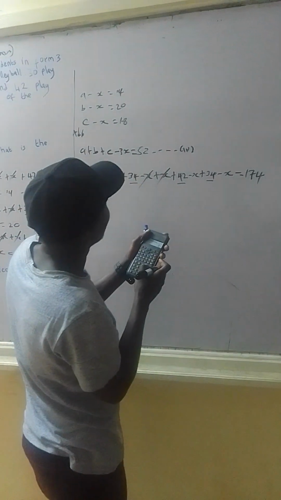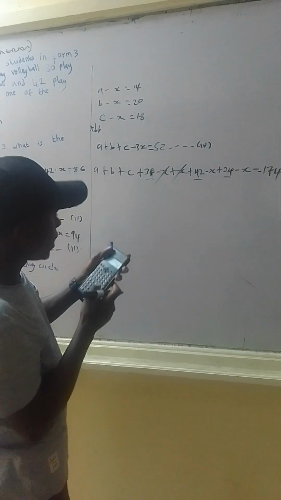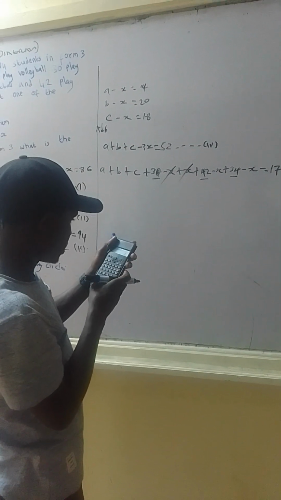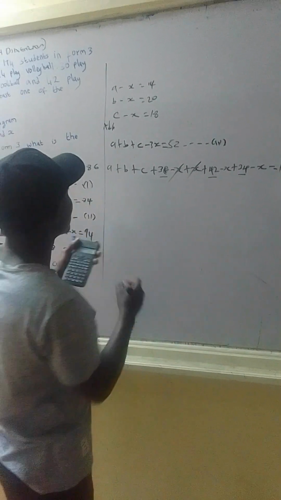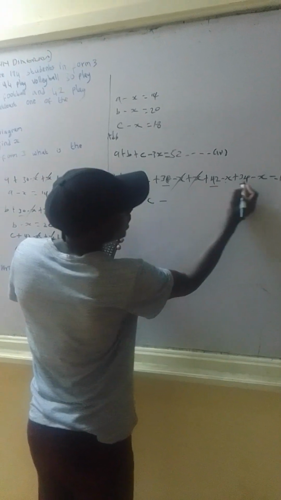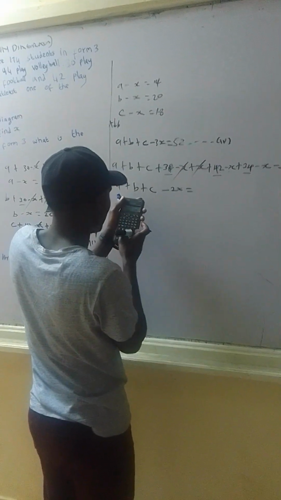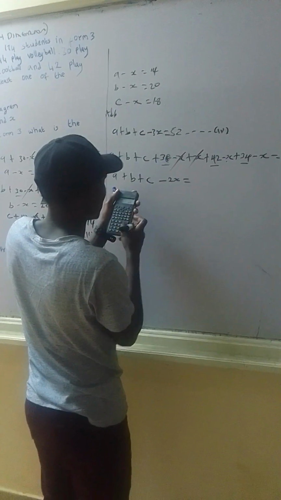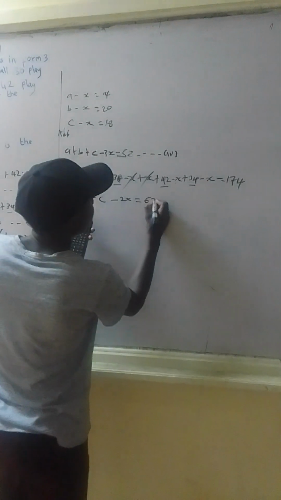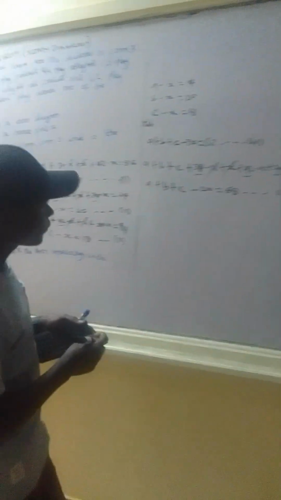30 plus 42 plus 34, get 106. So it will be a plus b plus c, then minus x minus 2x is equal to 174 minus 106. 174 minus 106 get 68. I call this one now equation 5.